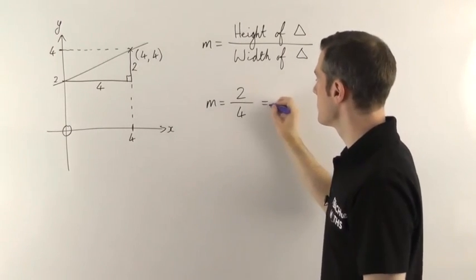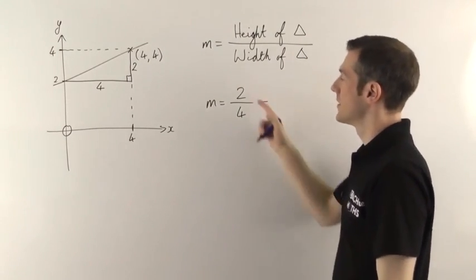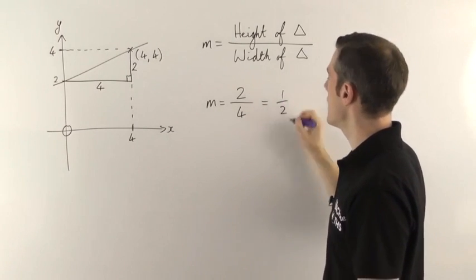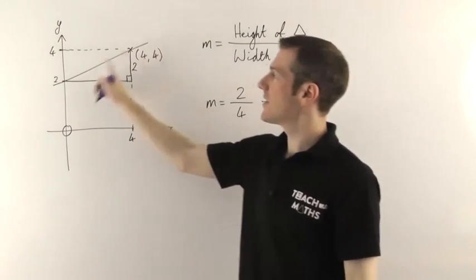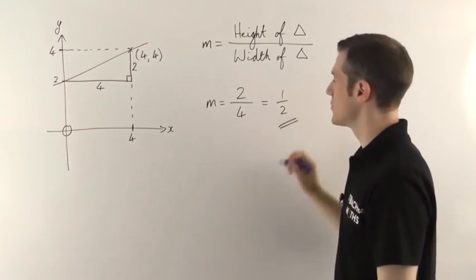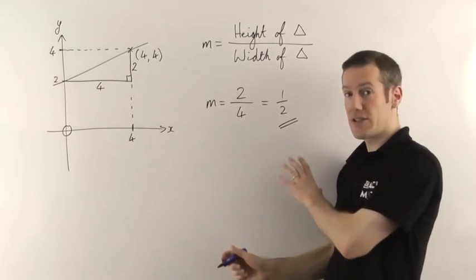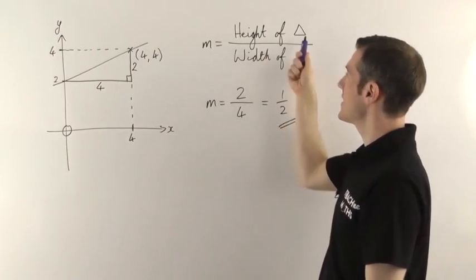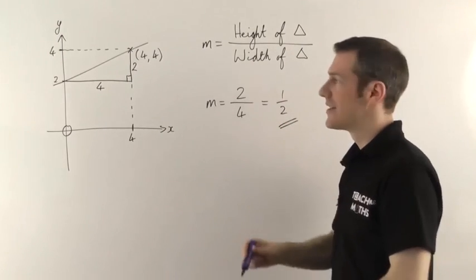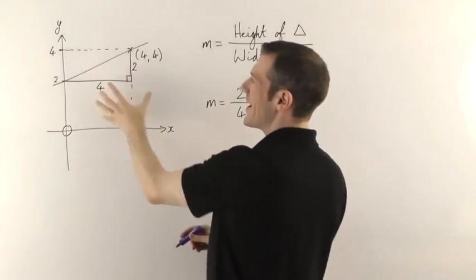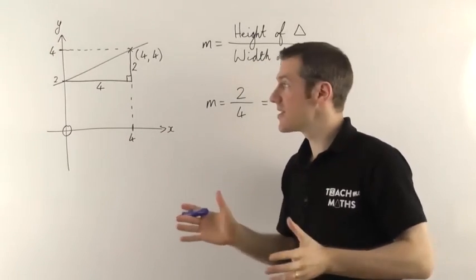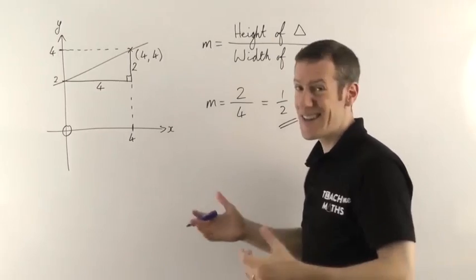It's a fraction, check if it cancels. It does. 2 goes into 2 and 4, so in this case it will cancel down to a half. So the gradient of this line here would just be a half. It's uphill, so it's positive a half. So that's how you find the gradient in general. It's always the height of the triangle divided by the width of the triangle. The tricky thing often is working out where to put your right angle triangle. So I'll just go through a couple more examples in different scenarios so you can see how it works, and then you should get the hang of it.